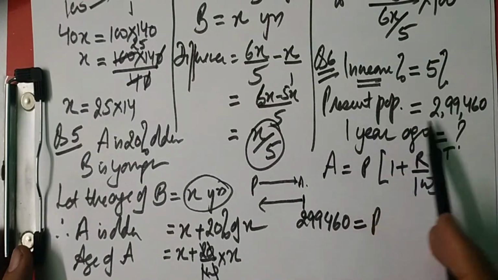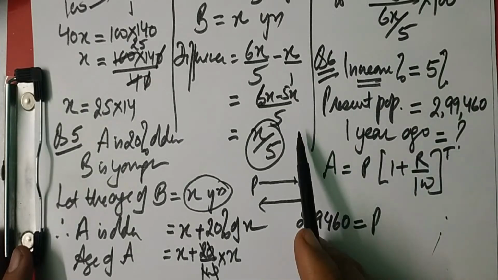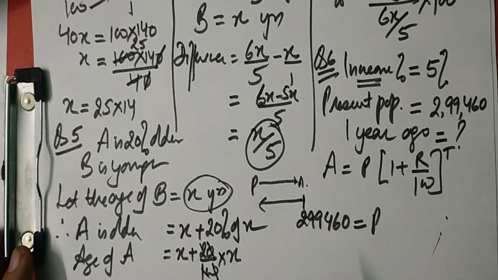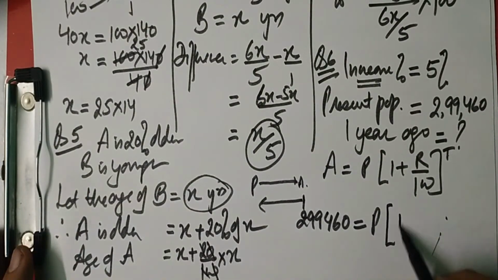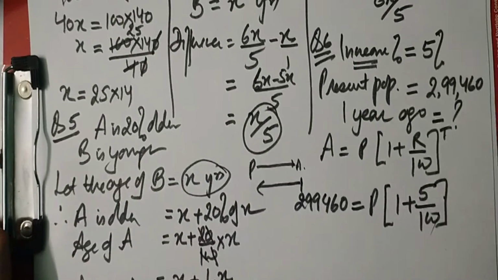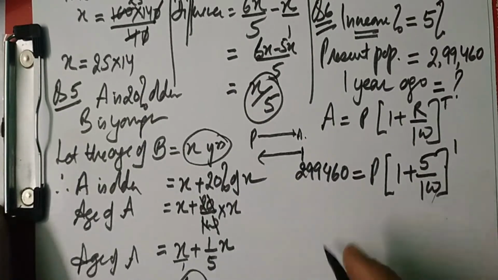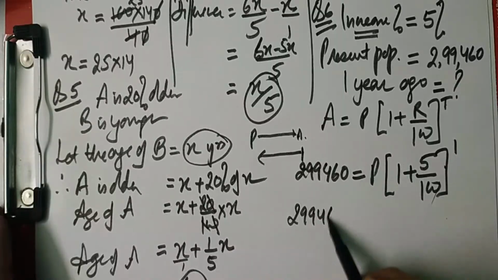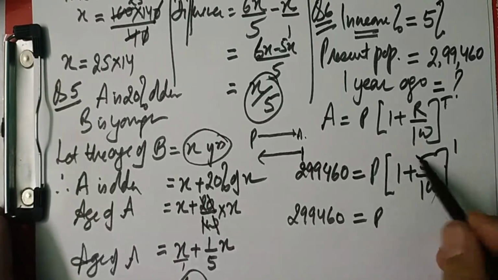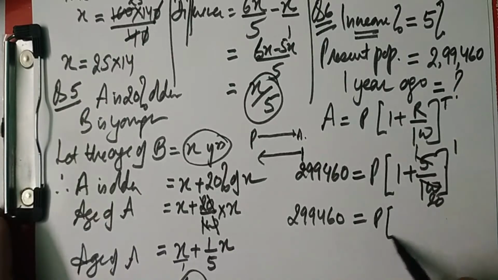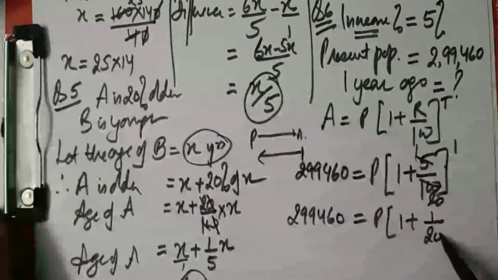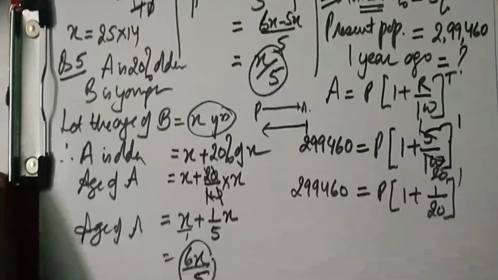Present population today is 2,99,000. The population 1 year ago will be called the principal, because principal is first, then comes amount. Therefore principal is not given. 1 plus 5 upon 100. When you did percentage, we did not use the amount formula, but I think this you will understand better. 1 year ago means time is 1, so this will be easy. 299460 is equal to P. This I can cut now. It is 20, so it will become 1 plus 1 upon 20. Power is 1, so calculation will be easier now.